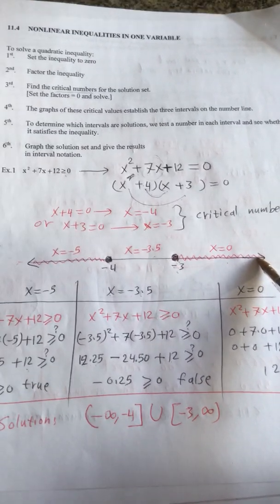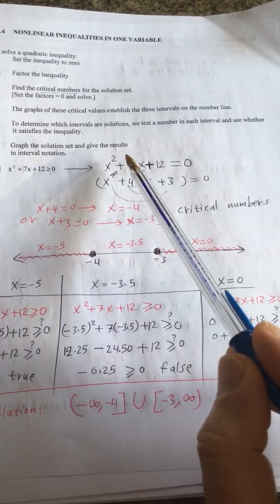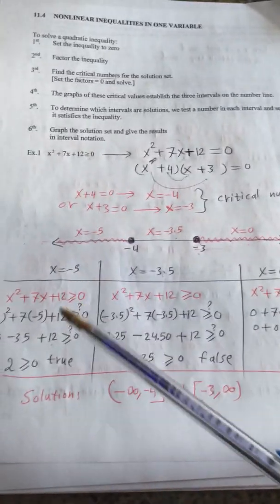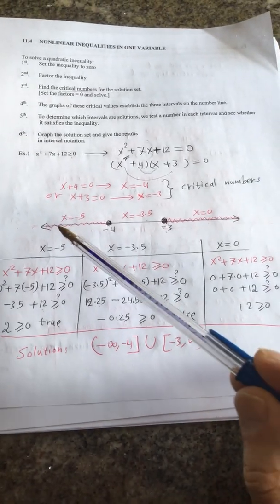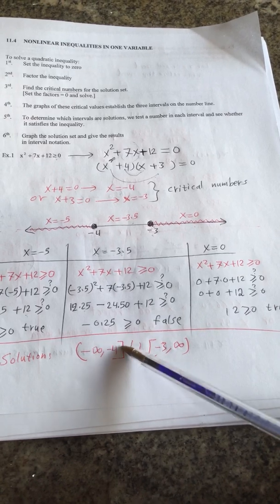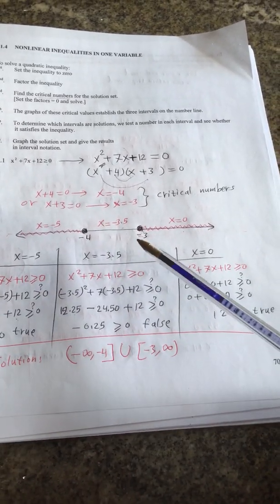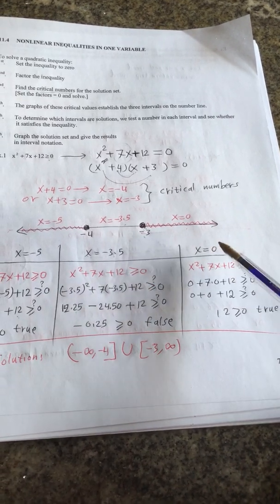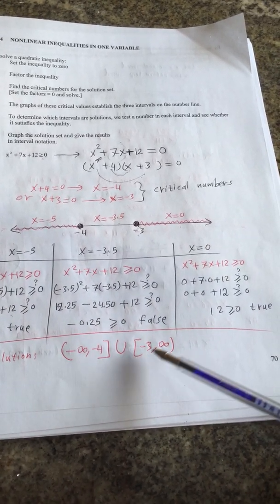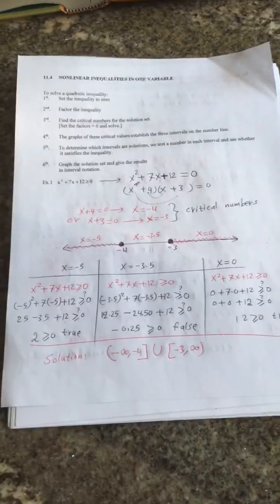Then graph the solution and give the result in interval notation. So the solution is minus infinity to negative 4, with a bracket at negative 4 because we have a closed circle, union negative 3 to infinity, with a bracket at negative 3 and a parenthesis at infinity. So this is the solution.